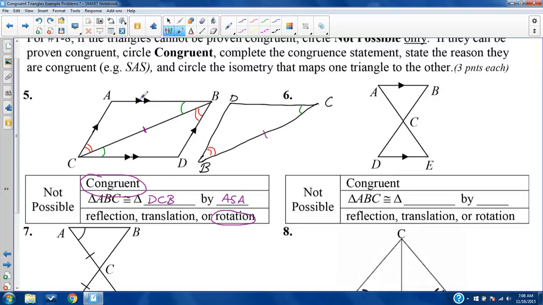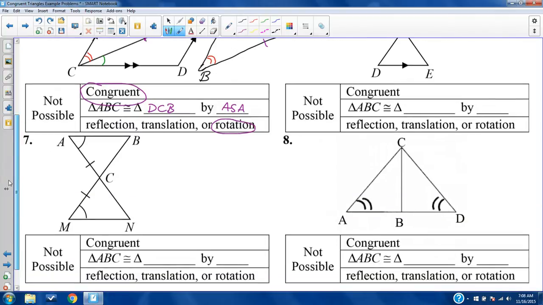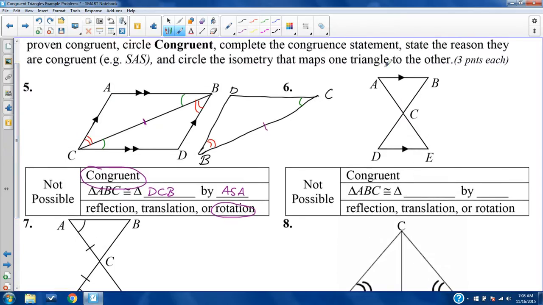Rotations here can make parallelograms. Reflections can make what are called kites. Maybe we will run into one here. Let's see. We will not run into one here. Okay. Here, once again, we do have parallel lines right here.